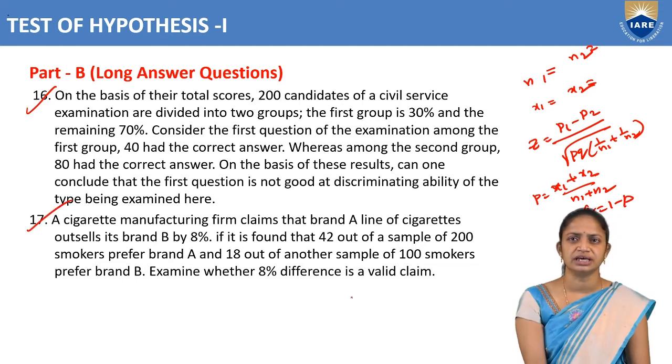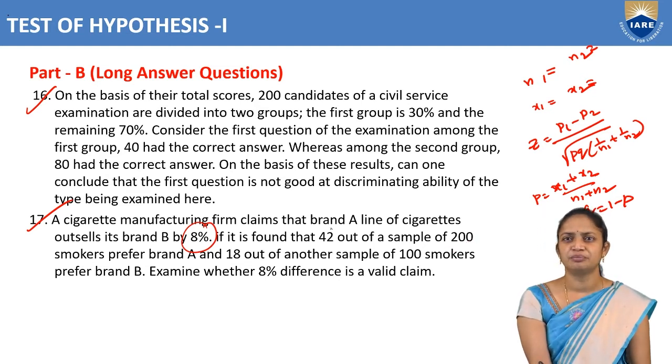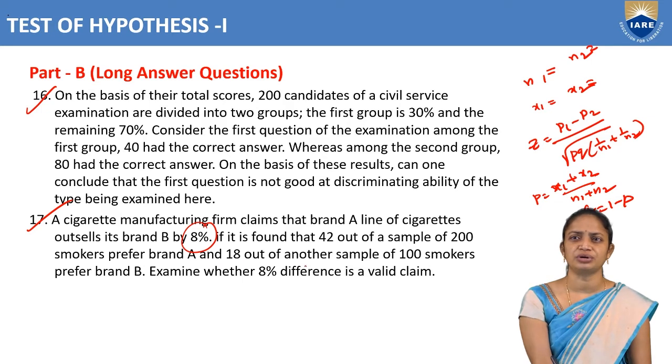So next question, a cigarette manufacturing firm claims that a brand A line of cigarettes outsells its brand B by 8%. So if it is found that 42 out of a sample of 200 smokers prefer brand A and 18 out of another sample of 100 smokers prefer brand B. Examine whether 8% difference is valid claim. So here we have to use same procedure.